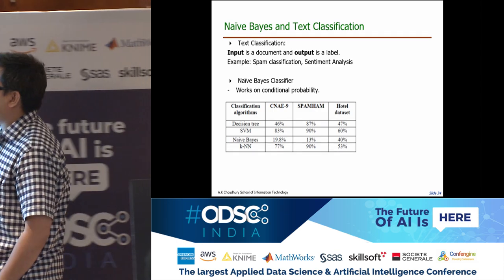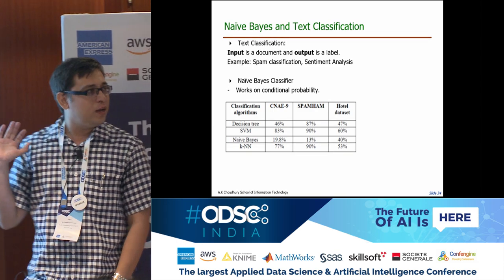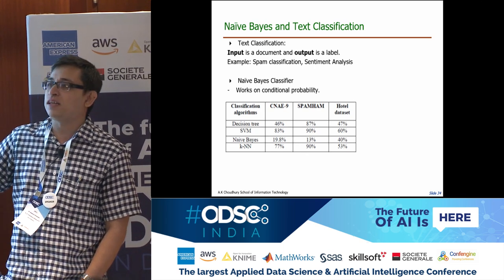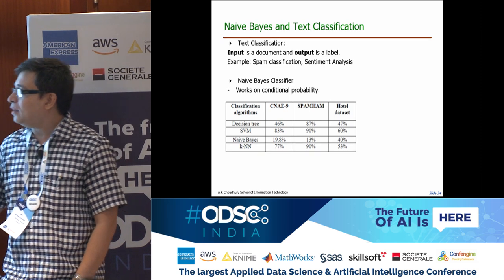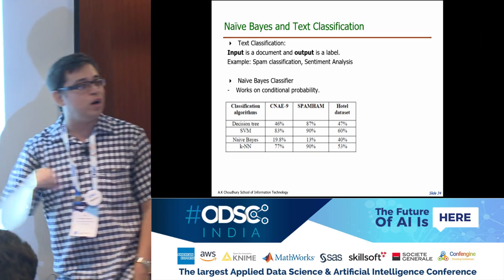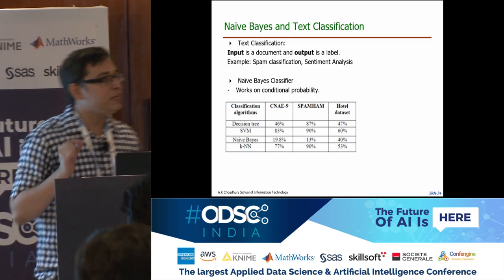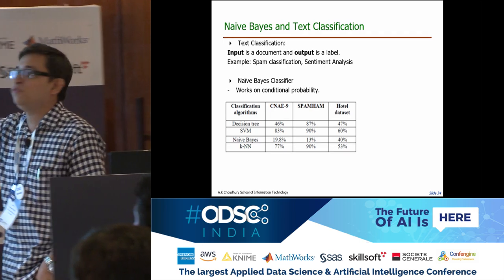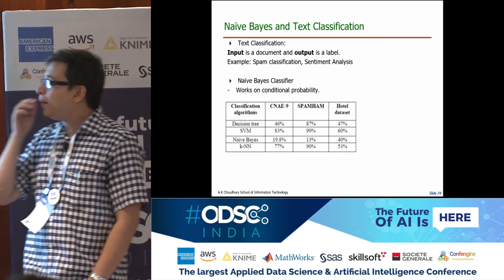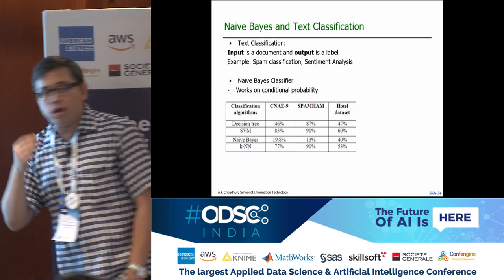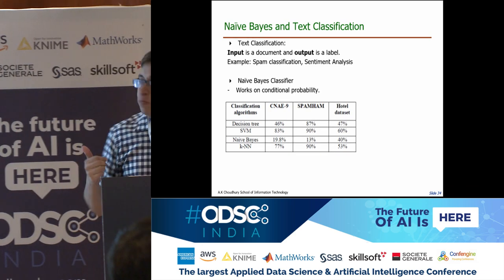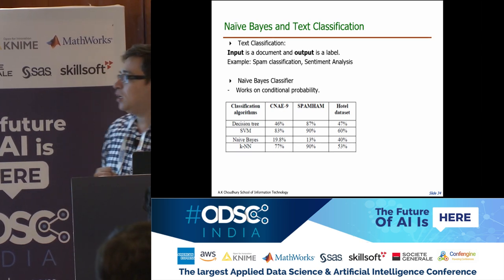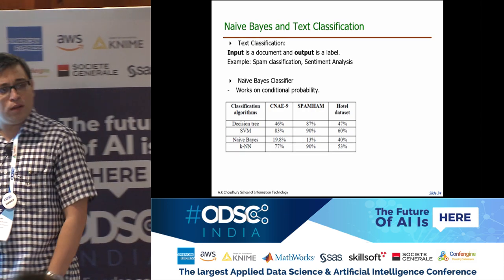So this is one empirical study we did on some textual data sets. And you can see that we have compared naive Bayes with decision tree, support vector machine, and KNN. And can you see that naive Bayes was poorest, getting the lowest accuracy in terms of classification accuracy? So these are classification accuracy figures. Okay. So that was kind of a motivation to improve naive Bayes. Can we do something to improve this? So can you think of something?